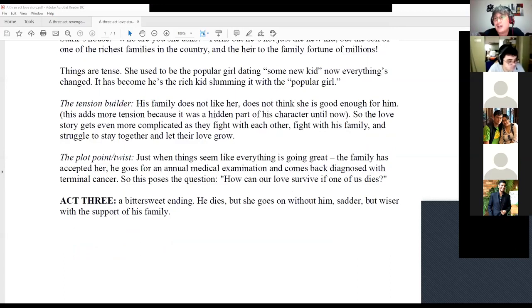So the love story will get complicated, as these things do. There'll be fights with the families. There'll be fights with each other. They'll stay together and they'll try to get their love to bloom and to blossom so that they can get their happy ending. Now, I'm evil.